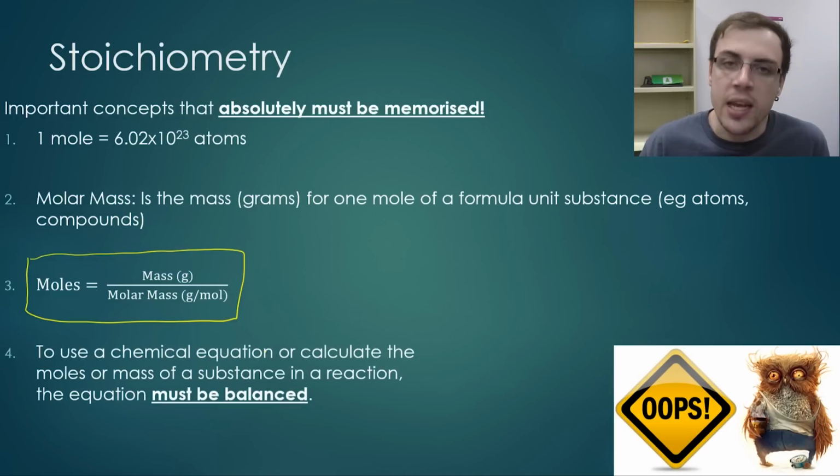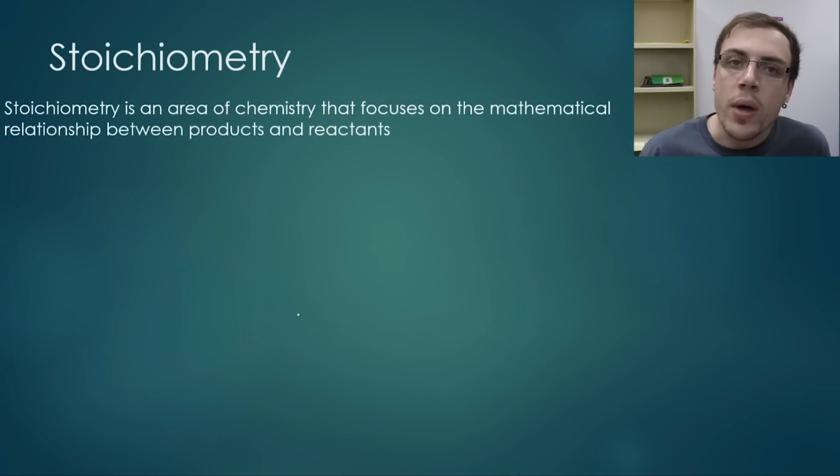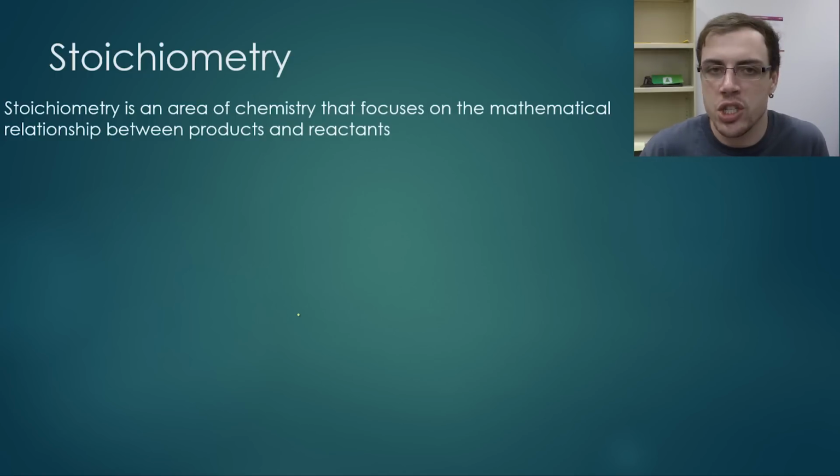And the last thing is that if we need to use a chemical equation to calculate something, it must be a balanced equation. That is the first thing: we must have a balanced chemical equation. And secondly, if we're going to compare two different substances, we must compare their moles, not their mass. Okay, so let's look now more into stoichiometry. Stoichiometry is an area of chemistry that essentially focuses on the mathematical relationship between our reactants and our products.